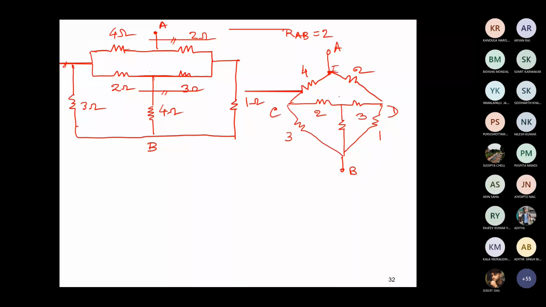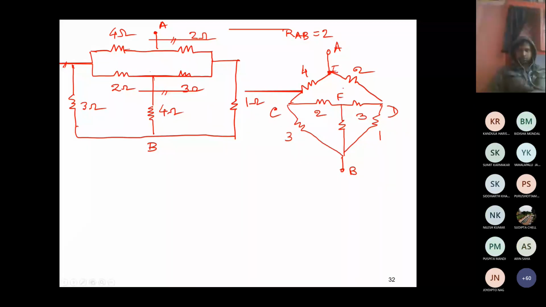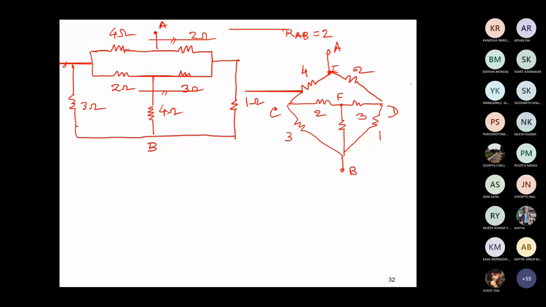So can we have E, C, D as a delta to star conversion? Can we go for it? Answer is no. Why? Yes, sir, because of the point F, we cannot do it.